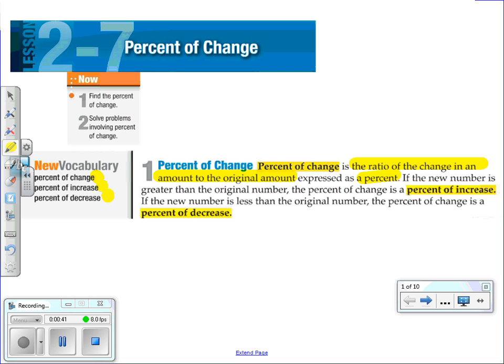Now, if the new number is greater than the original number, it's going to be a percent of increase. If the new number is less, then it's going to be a percent of decrease. And we'll look and see what that looks like here in just a second.